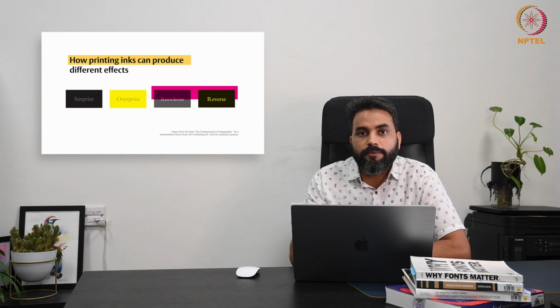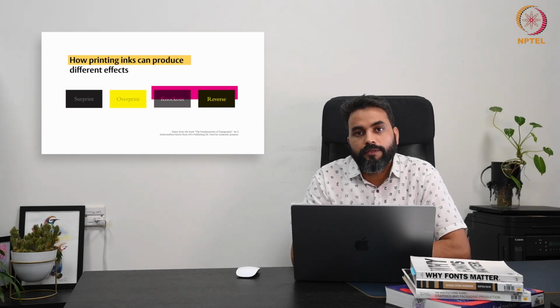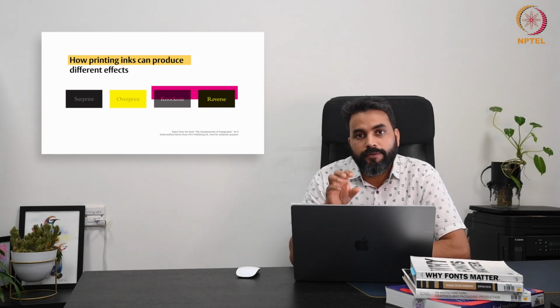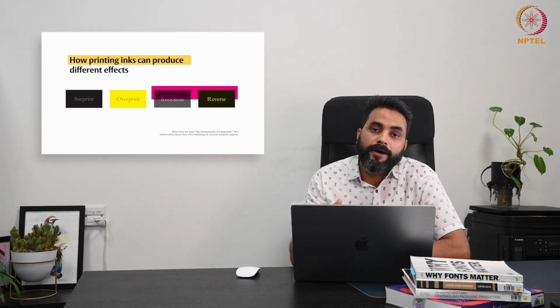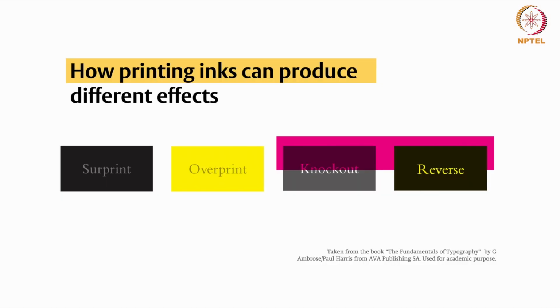Now the third concept is knockout printing. It is a gap left in the base color, allowing other colors, an image or the unprinted page to show through. If you look at the screen, the magenta color which is in the background is visible through the letters. That means the place where the letters are, it has been knocked out. So it is see-through.